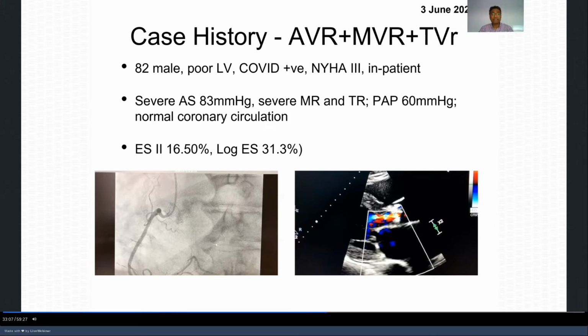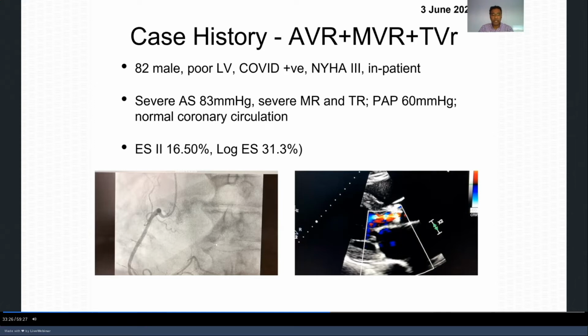In this example here, I thought I'll share some of the tips and tricks that I do for patients undergoing mitral valve replacement. This is an 82-year-old gentleman who had poor LV and was admitted with ongoing heart failure symptoms. He had triple valve pathology with severe aortic stenosis and severe tricuspid and mitral regurgitation.